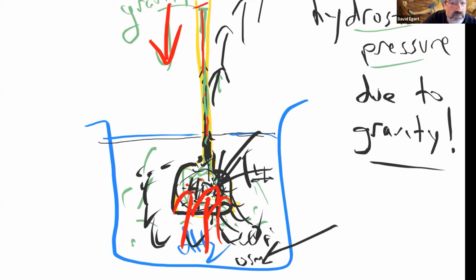So that's probably where you're actually going to find some equilibrium. At some point, the water pressure due to gravity is going to balance out the osmotic pressure due to osmosis pushing up. And they're going to find some equilibrium, assuming that the tube is high enough. Otherwise, it's just going to spill out the top. But does that make sense?